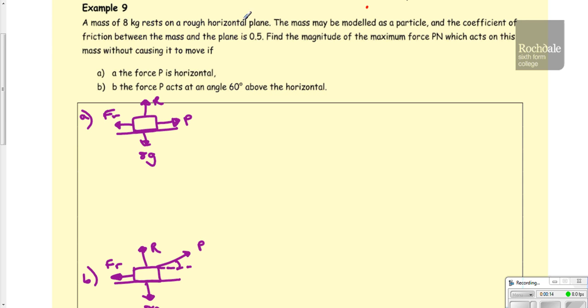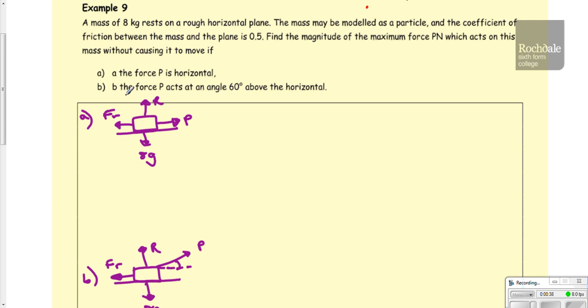We have a rough horizontal plane, so I've already started to draw the forces on the diagram here. The mass is 8, so the weight is 8g, and we know that it's a rough plane, so we've got a frictional force being applied. What we're asked to do is find the maximum possible force P, which could act on the mass without causing it to move. In other words, it's in limiting equilibrium.